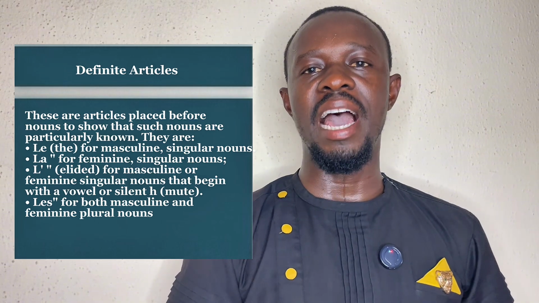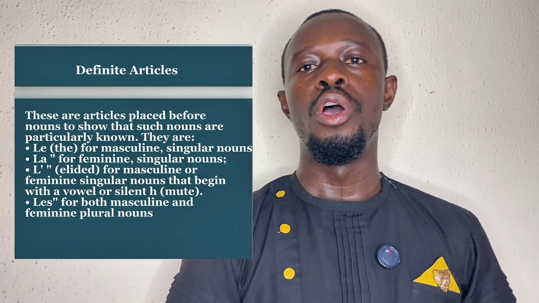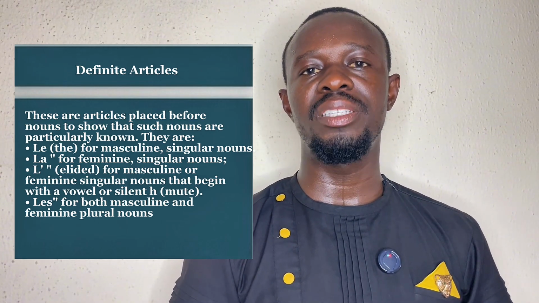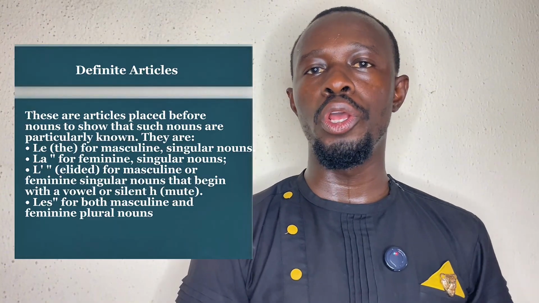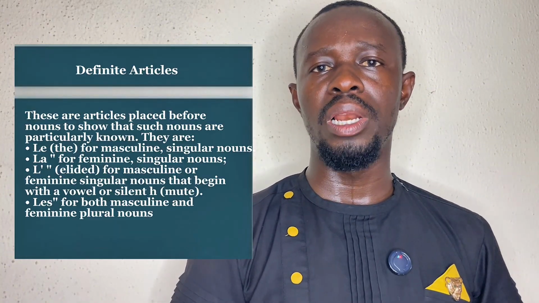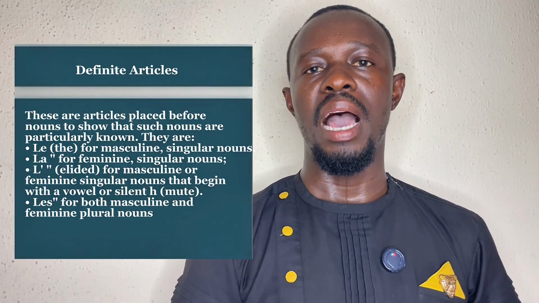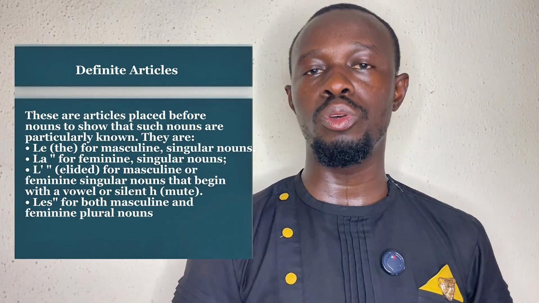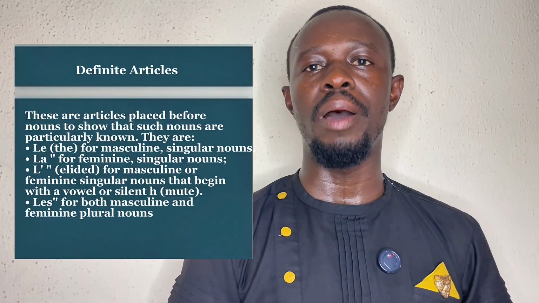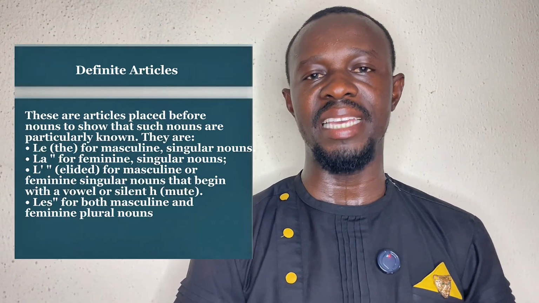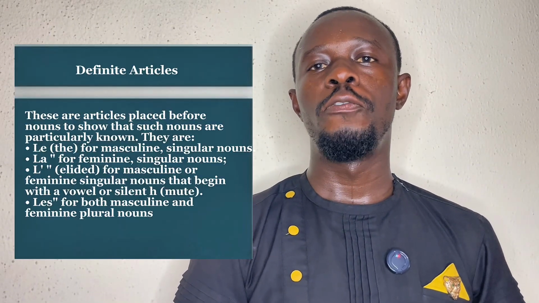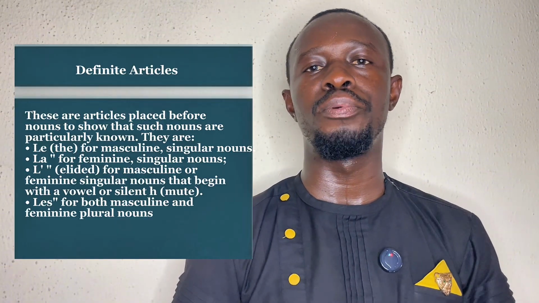Now let's go to definite articles. These are articles placed before nouns to show that such nouns are particularly known. They are le for masculine singular, and we have la for feminine singular, and we have l' for masculine or feminine singular nouns that begin with a vowel or silent h. And we have les for both masculine and feminine plural nouns.